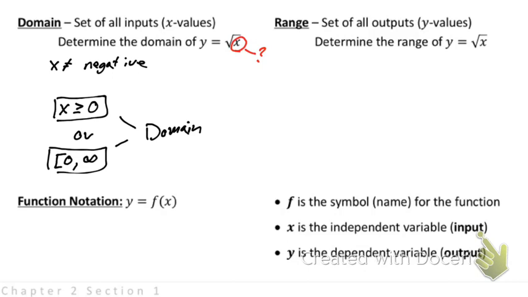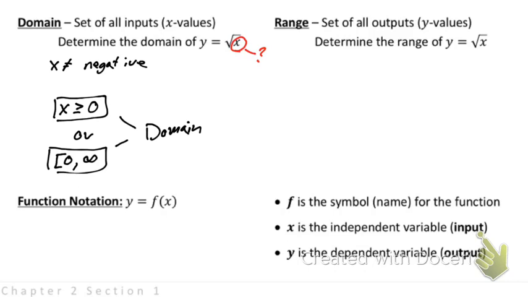Our range, on the other hand, is all our outputs. In this case, it's our y value after I plug in a number. My domain must be 0 or bigger. Would it just be the same answer? It would be the same answer, actually. But let's talk about why it'd be the same answer.